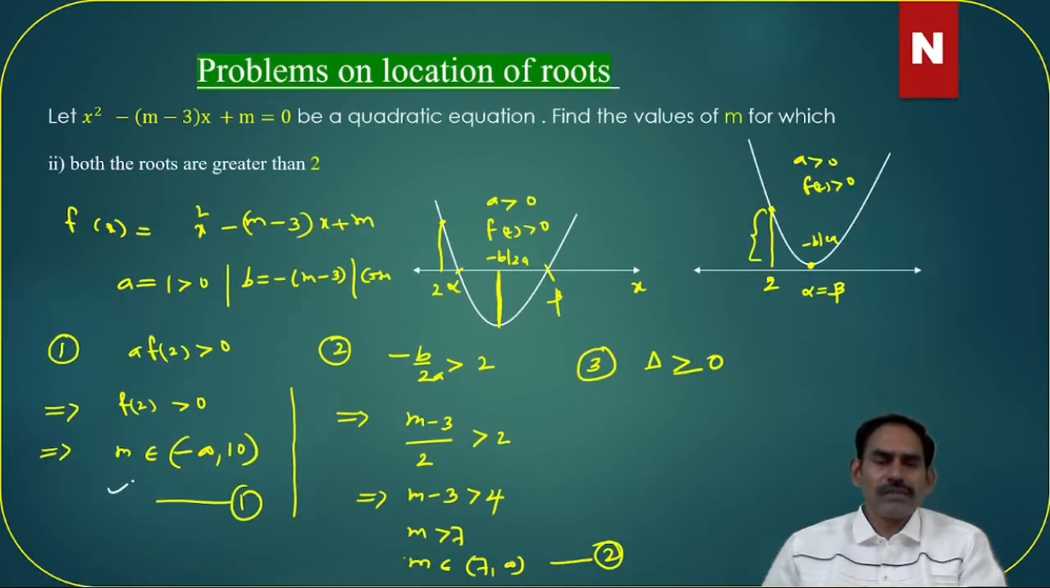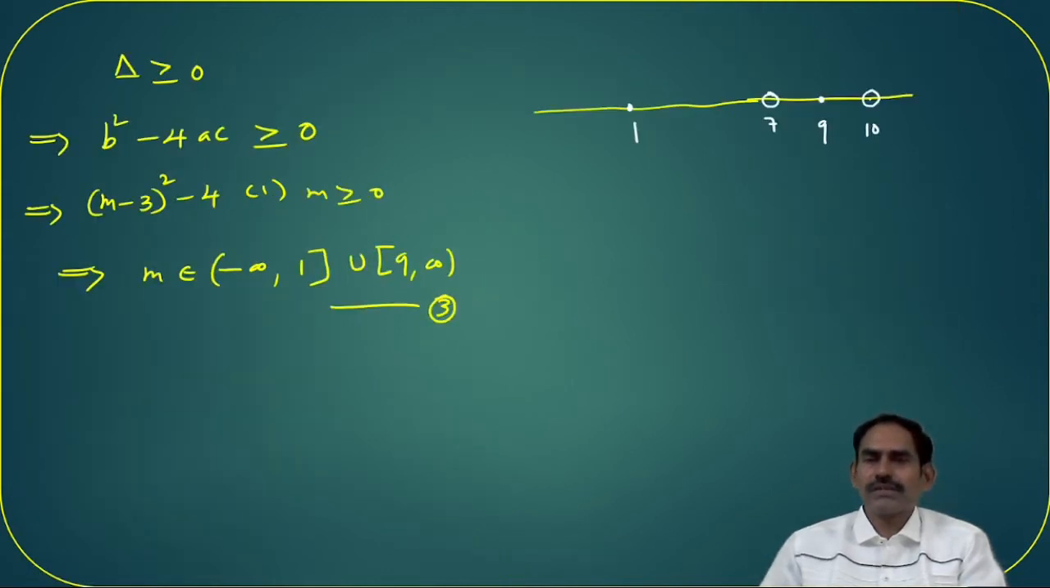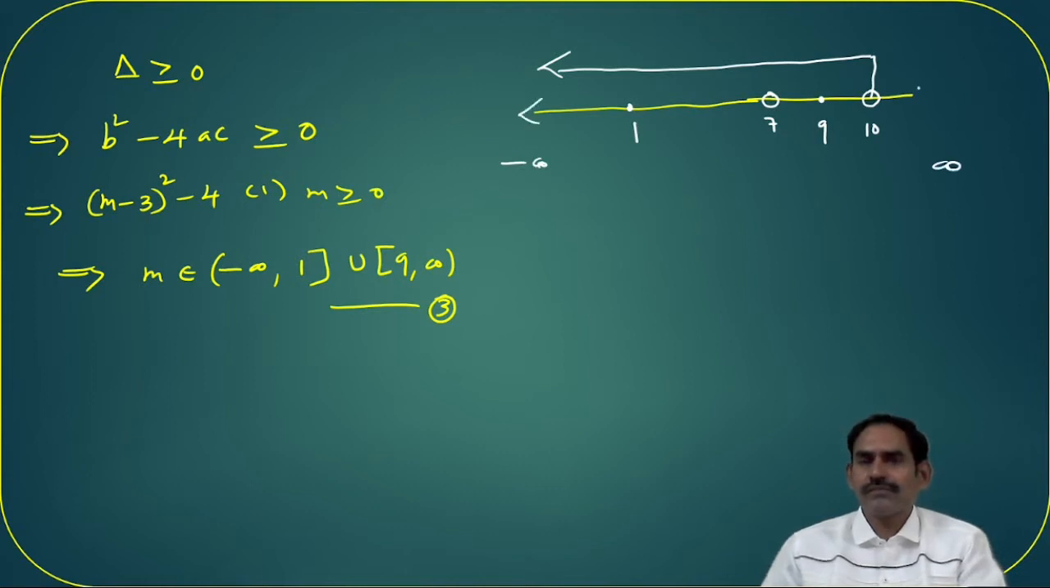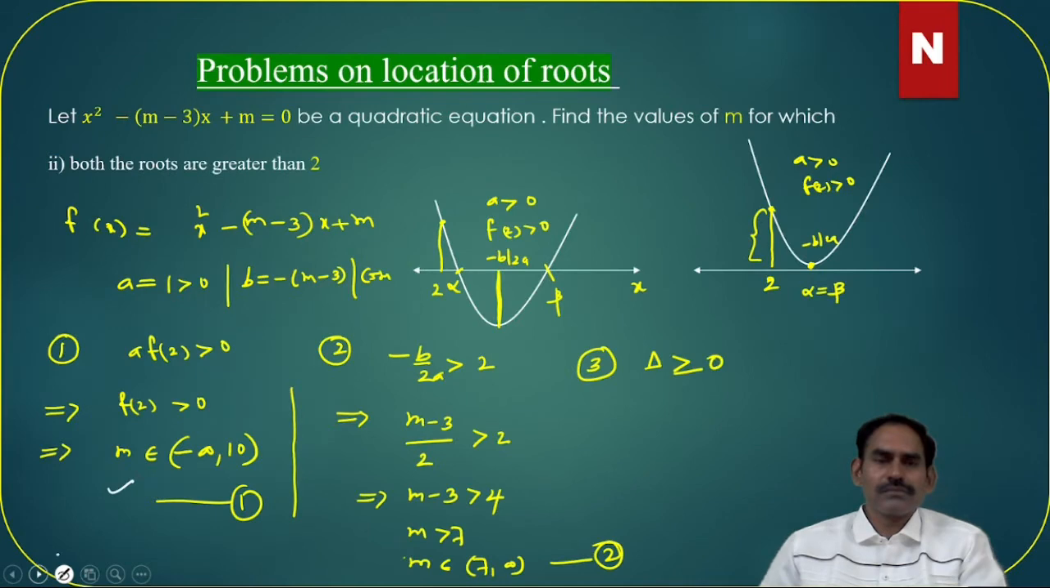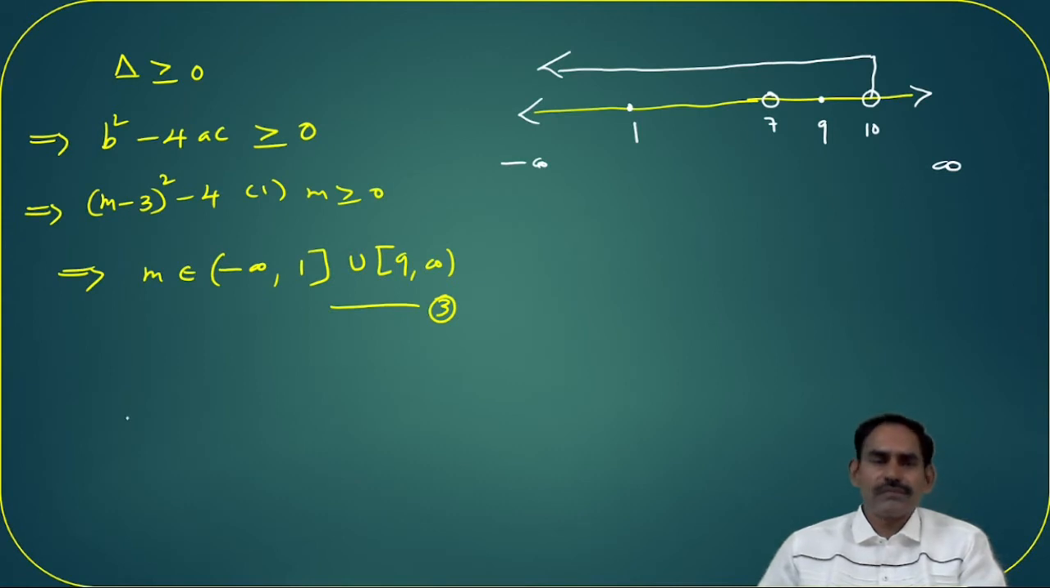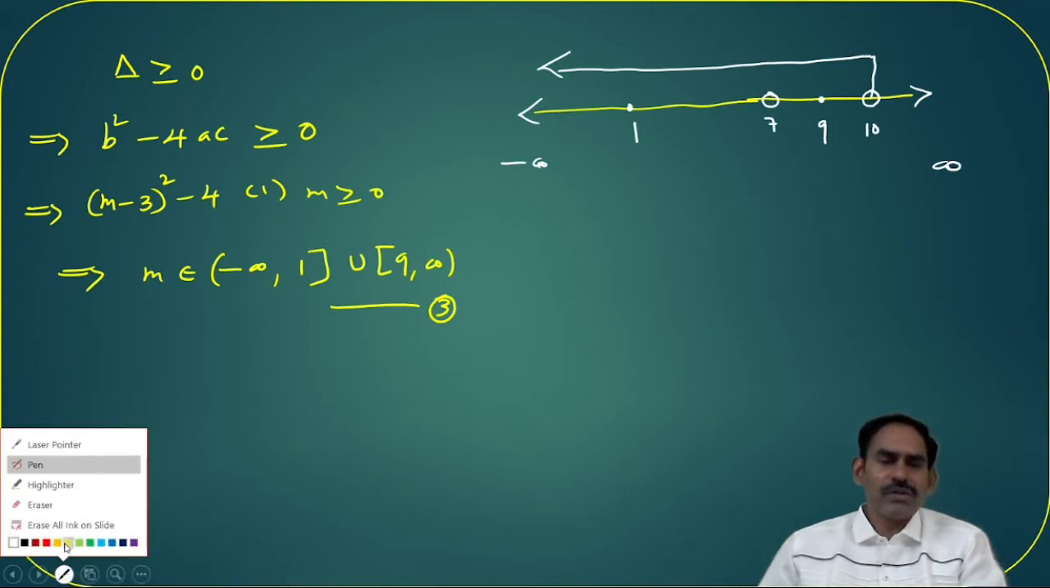m belongs to minus infinity to 10. So here the range, according to the first condition, minus infinity to 10, means this side. This is minus infinity to plus infinity. Next, according to the second condition, m belongs to 7 to infinity. So this is 7 to plus infinity.